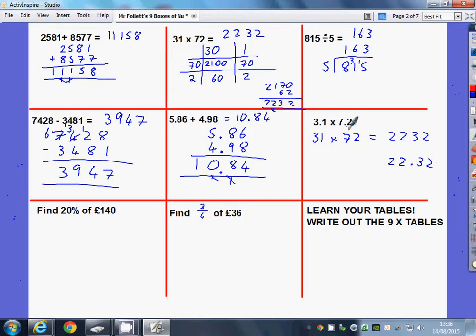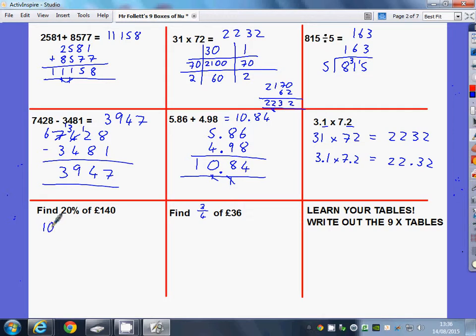You could say, how many numbers have I got after my decimal point? Well, there's 2. So the decimal has to go 2 places back in. Either way, it ends up in exactly the same place. So 22.32.